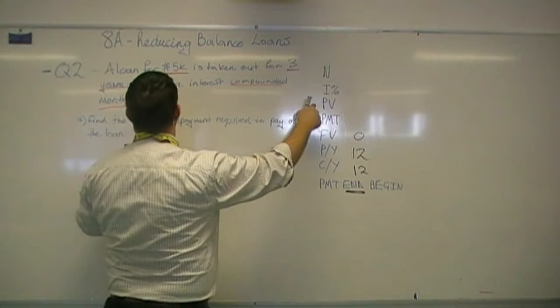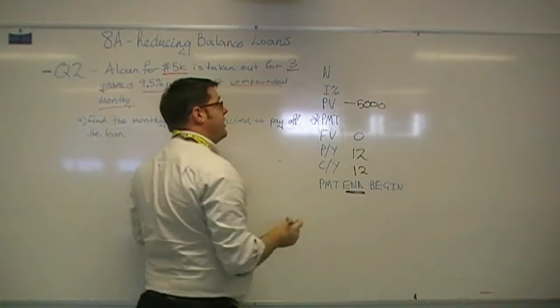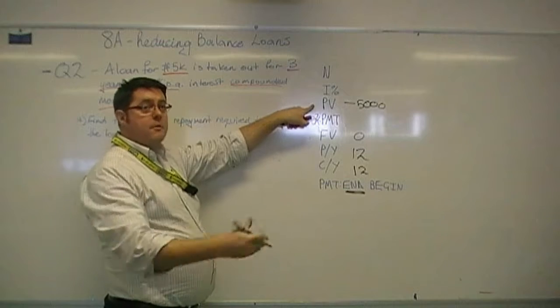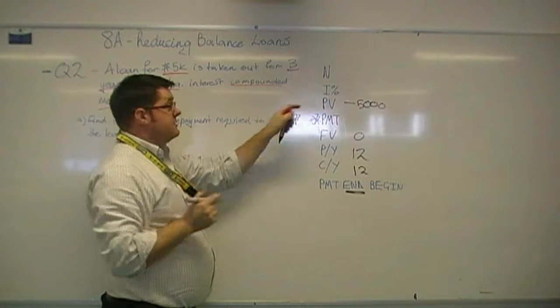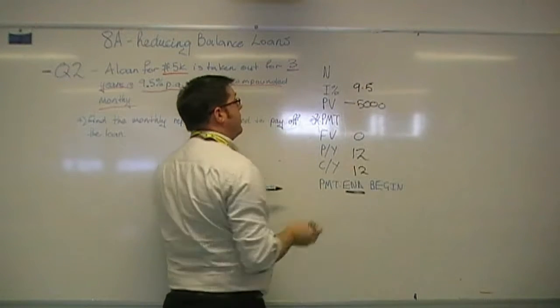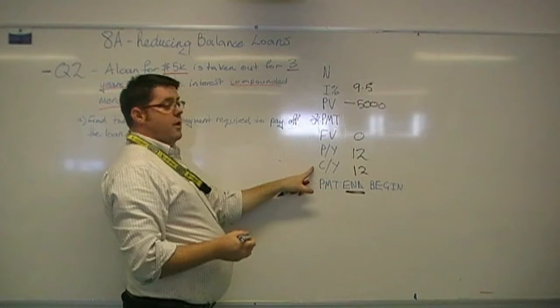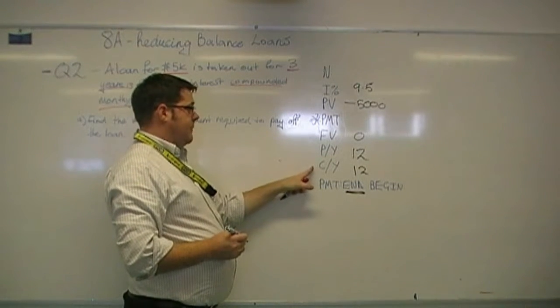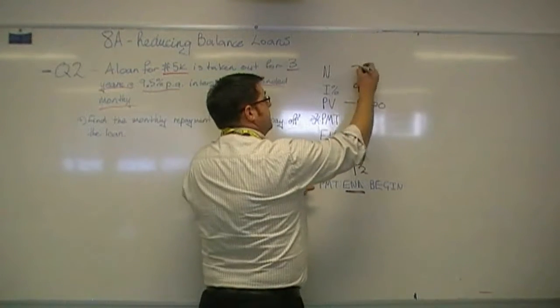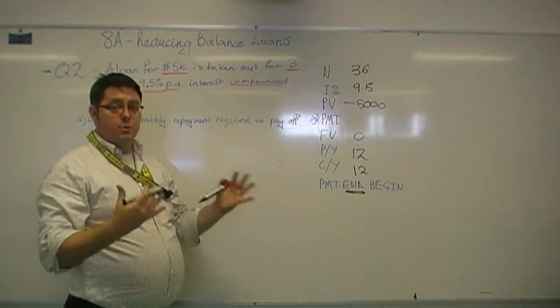The present value is minus 5,000. Remember, it's going to be minus because the bank is going to give us the money up front. The interest rate will be 9.5. And N, remember, is 3 for 3 years times by the compounding periods per year, which is 36. So if we put that in our calculator, we'll grab the answer.